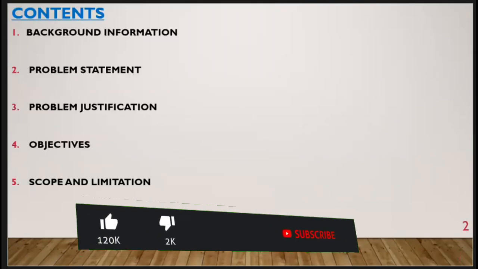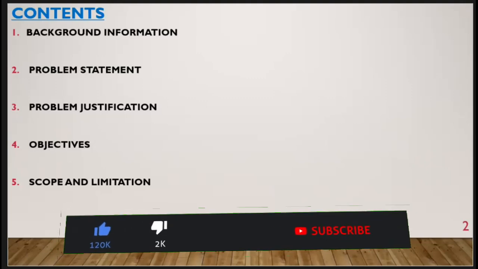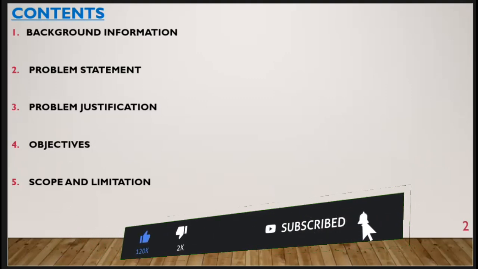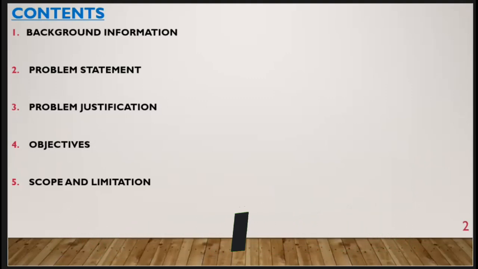The contents are, first, we go through the background information, then the problem statement. Thirdly, we go to problem justification, objectives, and finally, scope and limitation.